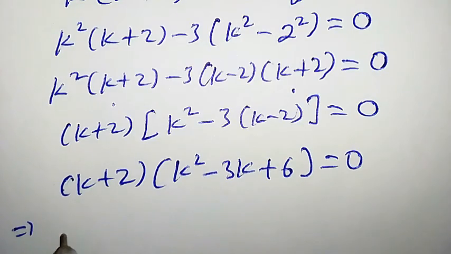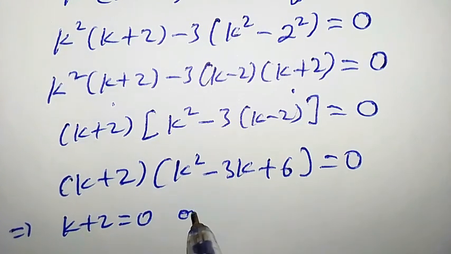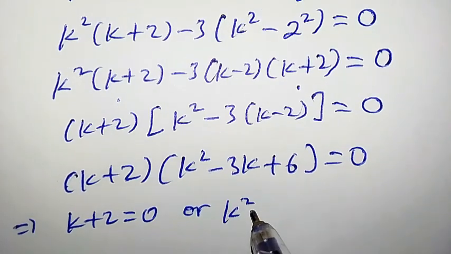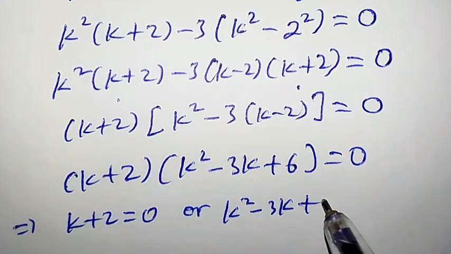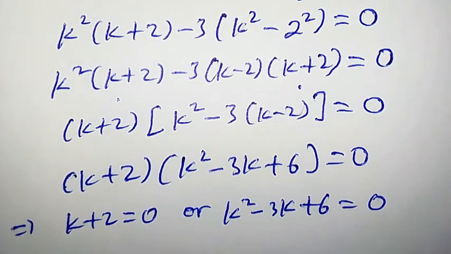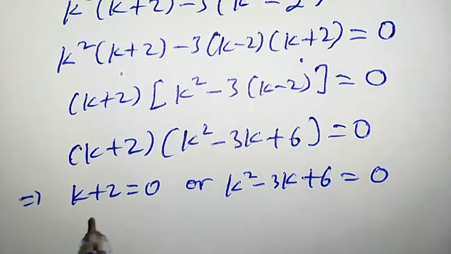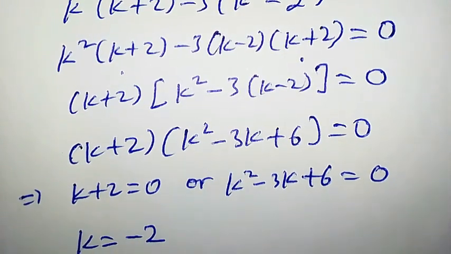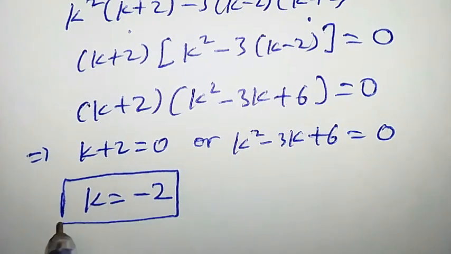This implies that k plus 2 is equal to 0, or k to the power of 2 minus 3k plus 6 is equal to 0. Clearly, from this line, k is equal to negative 2. This is the first solution.